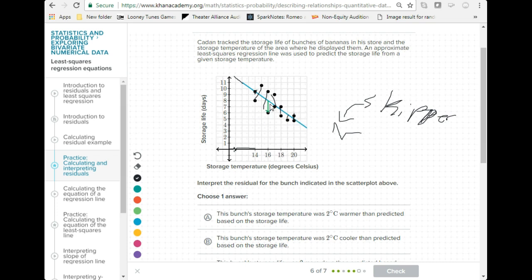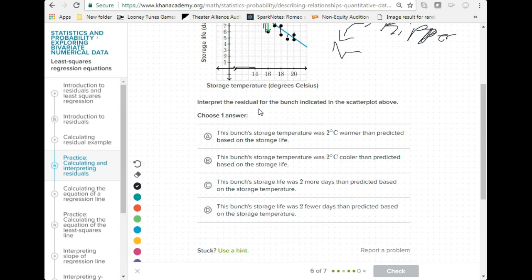So this one already has its amount. So it's counting by 1. So it's 1, 2. This is 2. So the storage life and storage temperature. So when the storage temperature is higher, the storage life is approximately lower. Well, it's expected to go lower, according to the line of best fit.